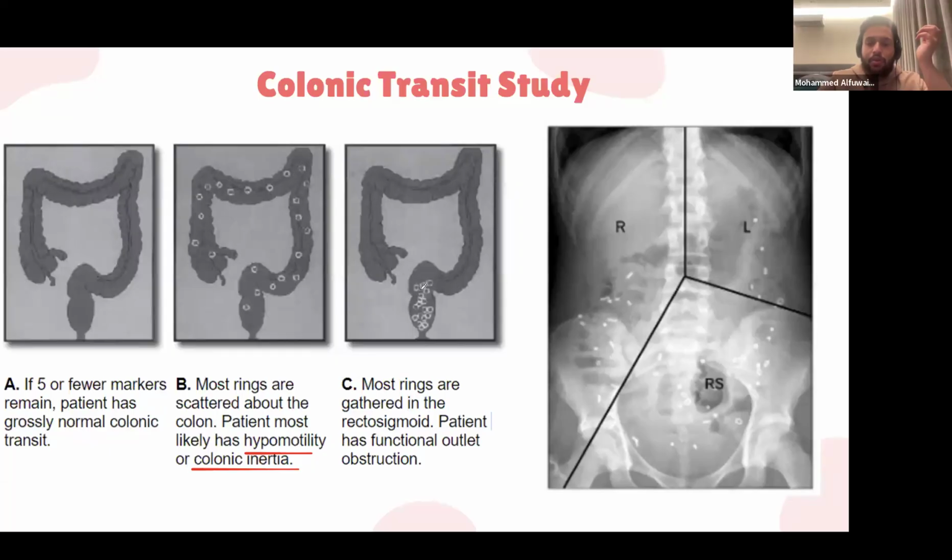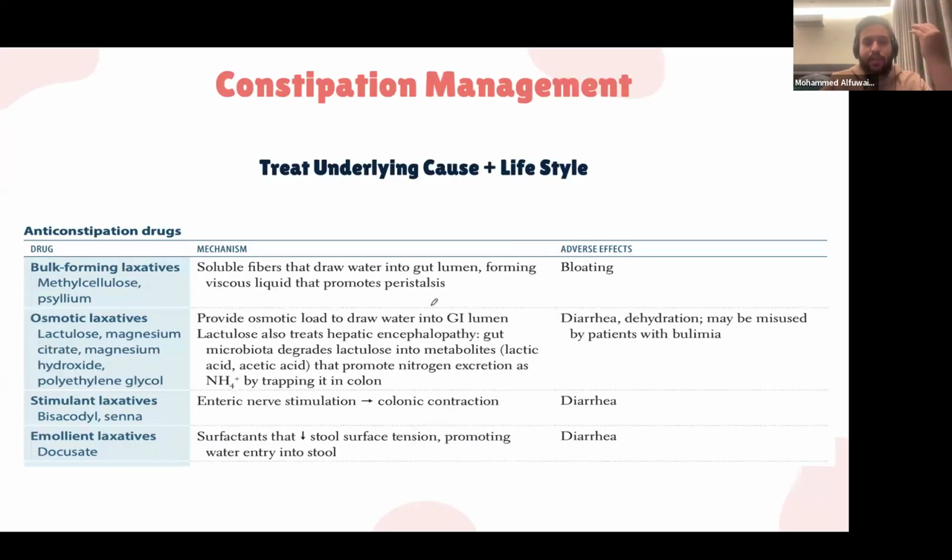However, if someone has a functional outlet obstruction at the anal canal, for example, due to Hirschsprung's if it's a child, or anal stricture, or even someone who has an anal fissure or hemorrhoid that's very painful for them to pass stool, they will have this, okay, where all the rings are gathered at the rectosigmoid junction, at the rectum. Okay. In terms of management, it's fairly straightforward.